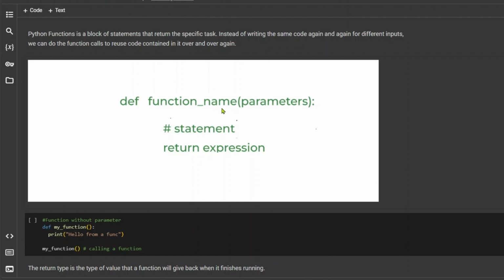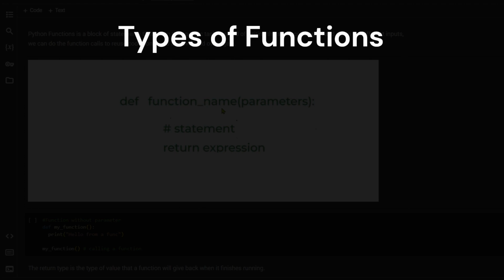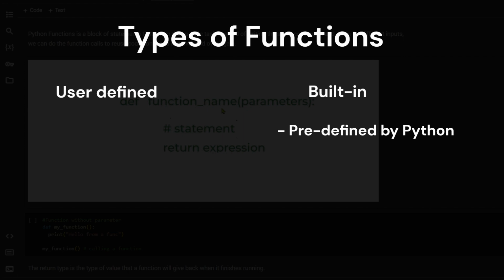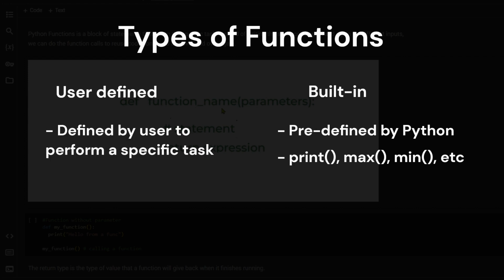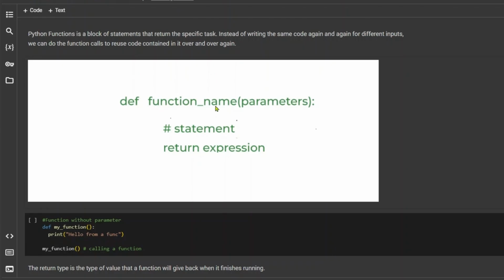Just to give a heads up, there are two types of functions. One is user defined and another one is built-in. We are looking currently at user defined functions, because built-in functions are something that we already know are there with Python, like the print function, max, min function. These are all built-in functions. User defined is something that we create the way we want it to be. Okay, so coming back to the definition: def, function name, and parameters.